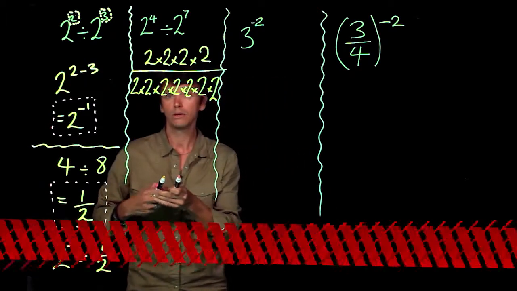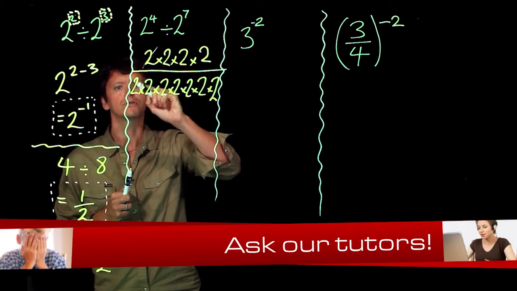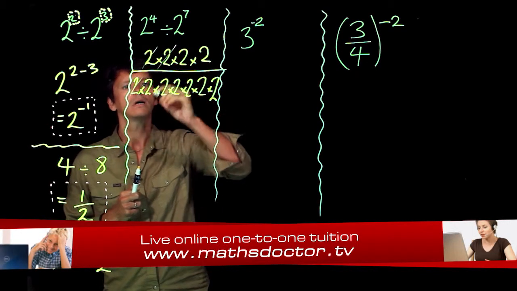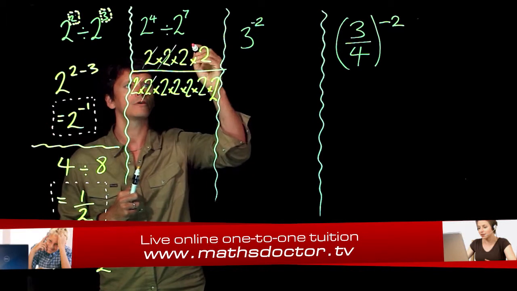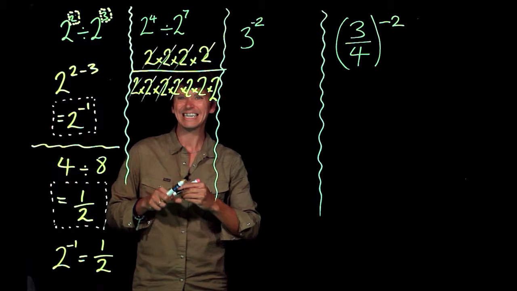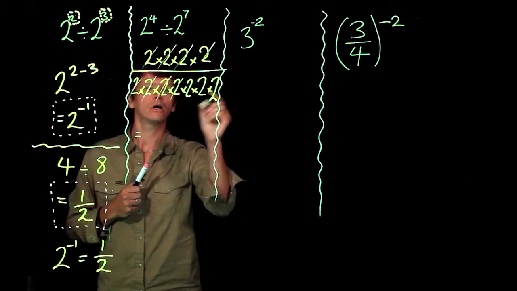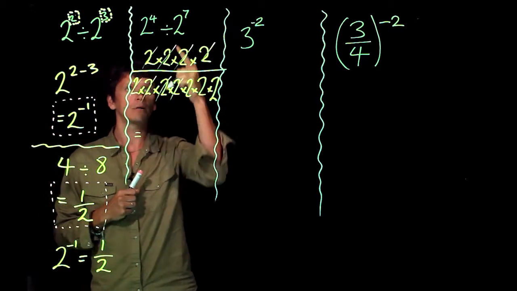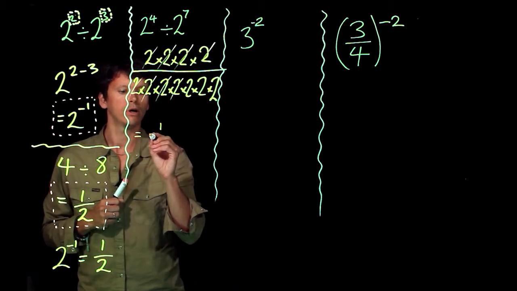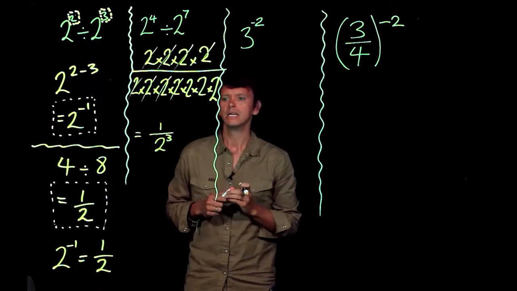And we can cancel down our 2's where we have a number in the numerator and the denominator. We can just cancel those down. So that's leaving us with 1 over 2 times 2 times 2, which equals 1 over 2 cubed.